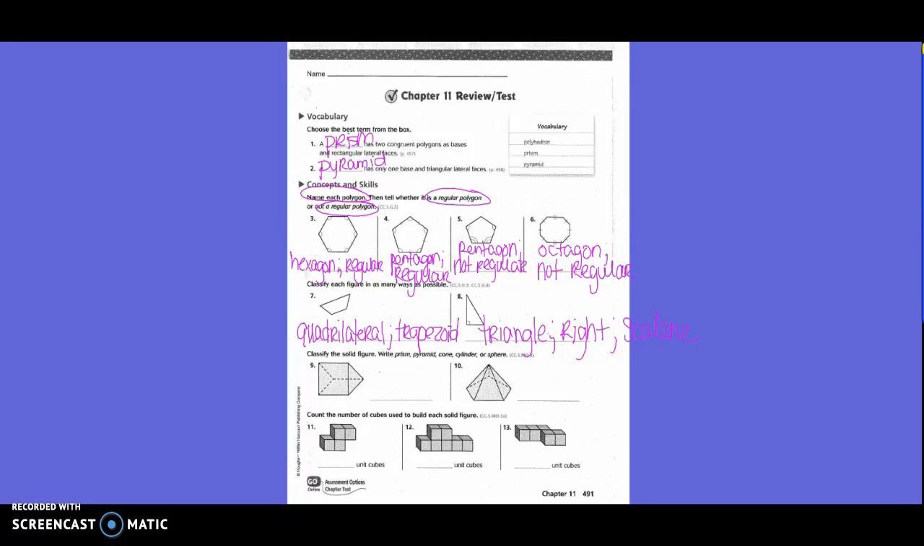Classify the solid figure, right? Prism, pyramid, cone, cylinder, or sphere. Number 9, what would that be? A prism. Number 10 would be a pyramid. Number 11, count the number of cubes used to build each solid figure. So how many cubes? 4 unit cubes. Number 12, 7 unit cubes. And then number 13, 5.